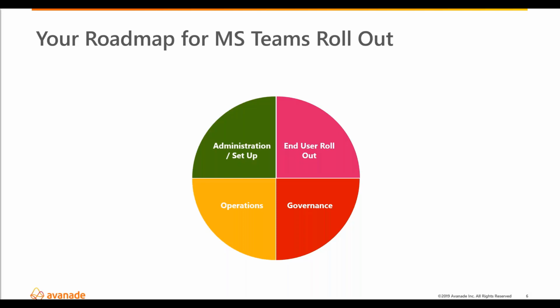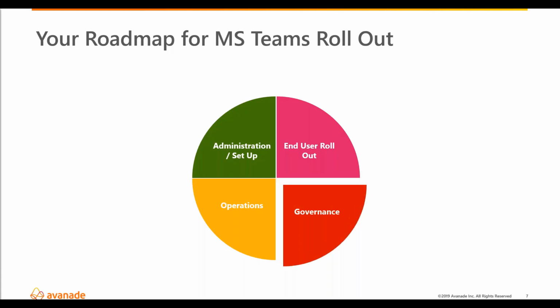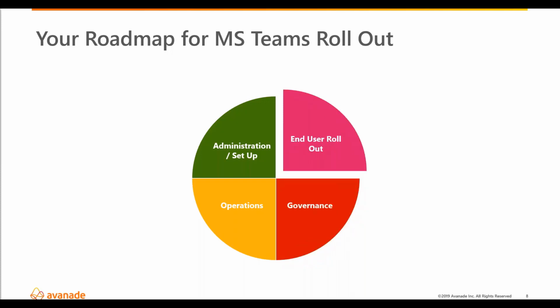So this is kind of how I look at the way when you're rolling out Teams. These are sort of the four core pillars, if you will, of the areas that you need to be considering. And obviously they all do touch on one another quite extensively, but for this conversation, I'm going to focus a little bit more on governance and also end user rollout in talking about how to roll it out, and some advice I can provide in this regard.